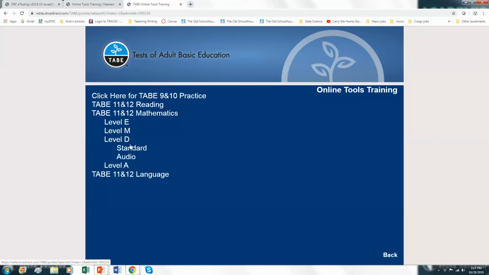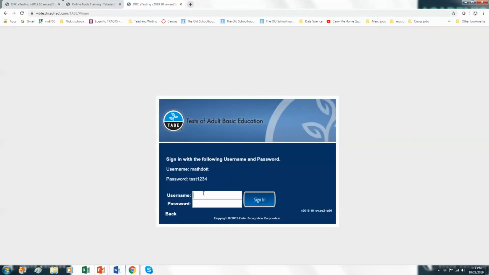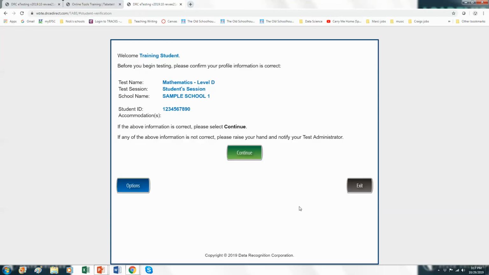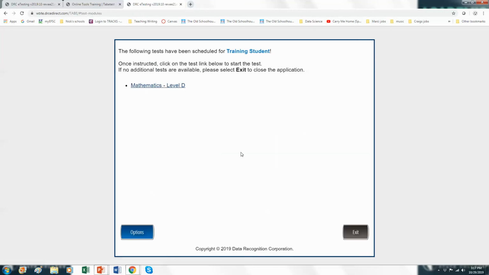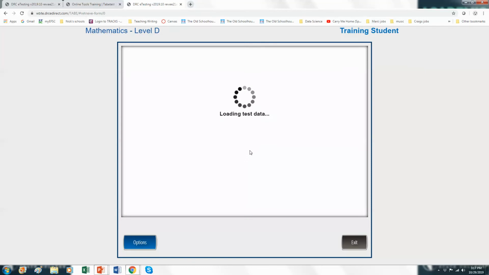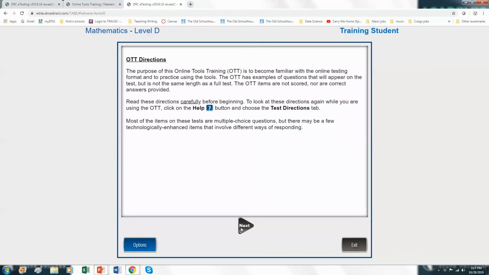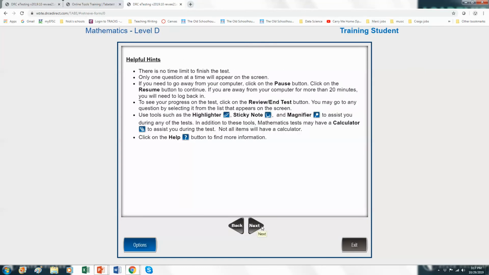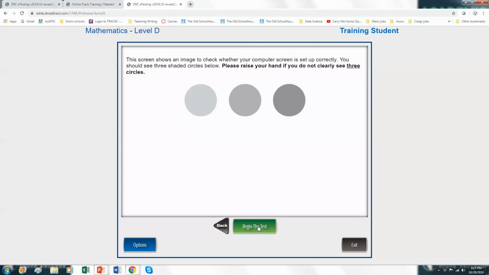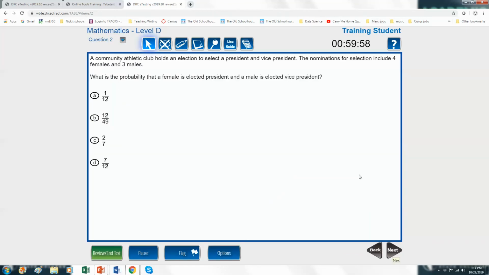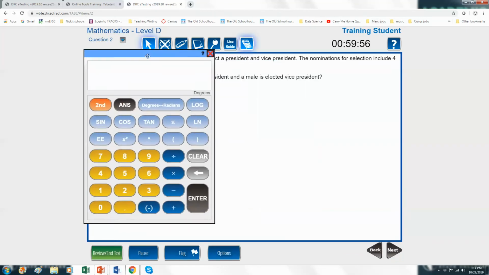Today we're just going to look at level D, but make sure that you cover all those levels for your test prep, because you will need to know them for the test. On this page, you're just going to fill in the username and password provided. You're going to sign in, and then click continue, and select mathematics level D. Then there'll be lots of directions for you to read. When you're testing and practicing for your test, you'll definitely want to read those directions. But right now we're just pulling up the calculator, because that's what we're working with.